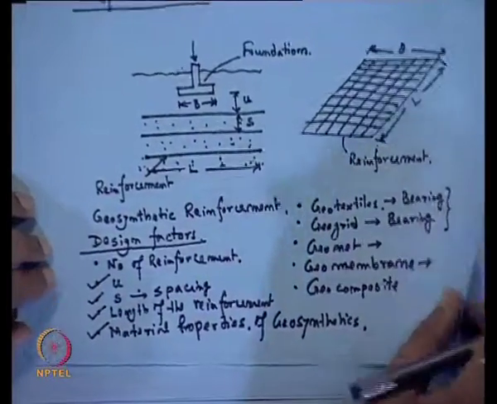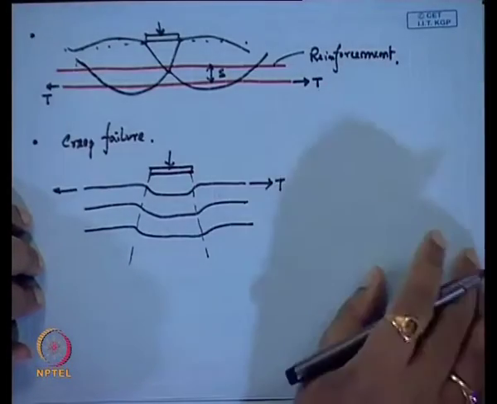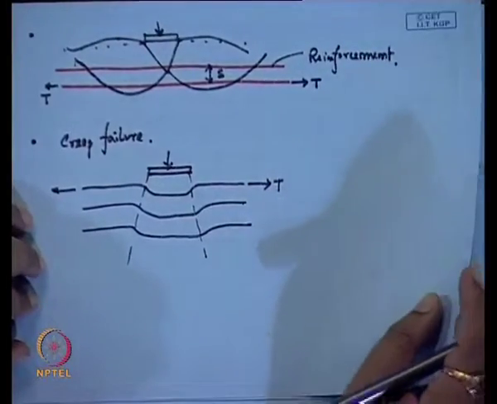Another very important issue is the number of reinforcement layers, that is, how much improvement we will get if we increase the number of reinforcement. Is it linear? If I get, say, 100% bearing capacity improvement with 1 layer, then with 2 layers will it be 200%, and with 3 layers 300%? Is it linear, or what is the relation?